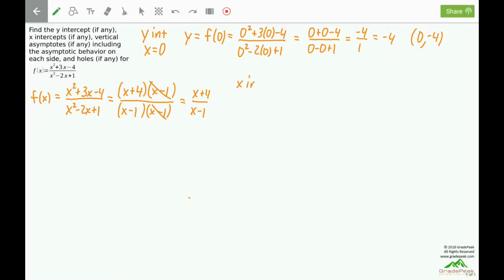The x-intercepts, defined by where the function crosses the x-axis, y equals 0, can be found by taking the remaining numerator after factoring and canceling and setting it equal to 0. x plus 4 equals 0, solving for x, it will be negative 4. So the x-coordinate is negative 4, corresponding y-coordinate is 0. And there is the x-intercept.